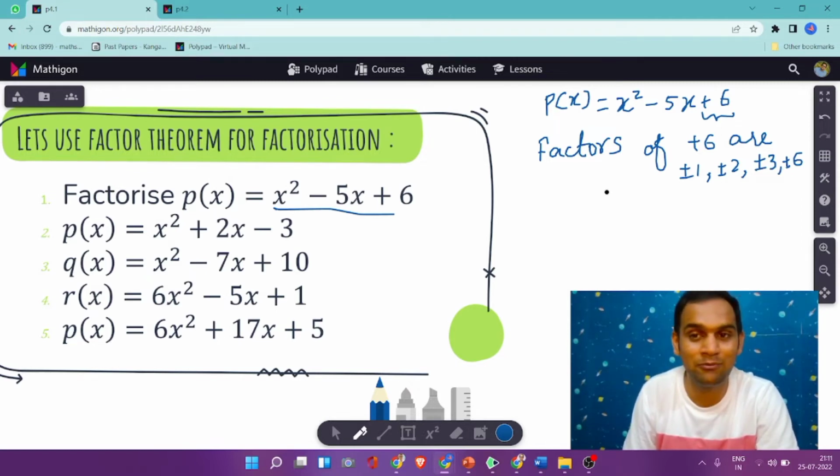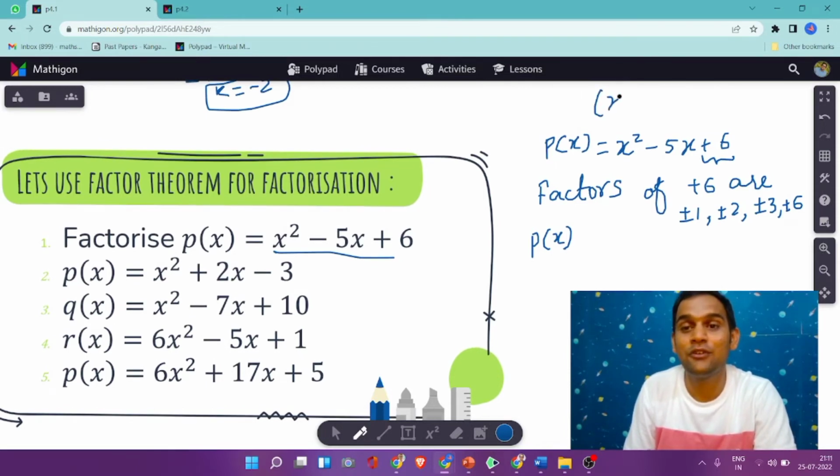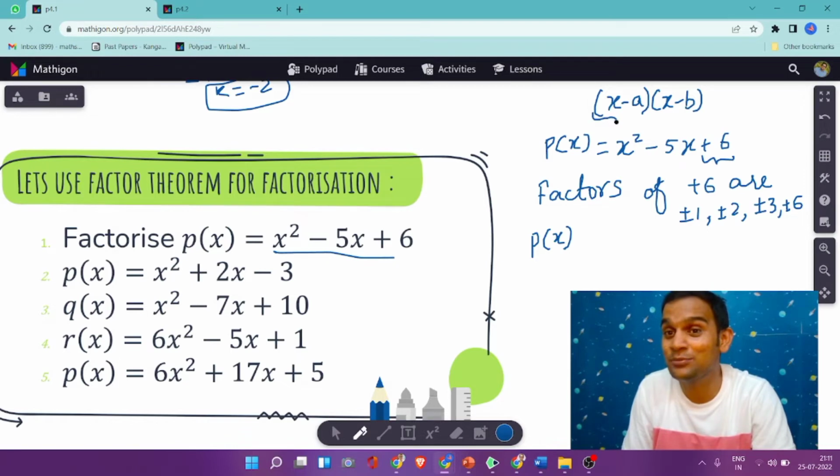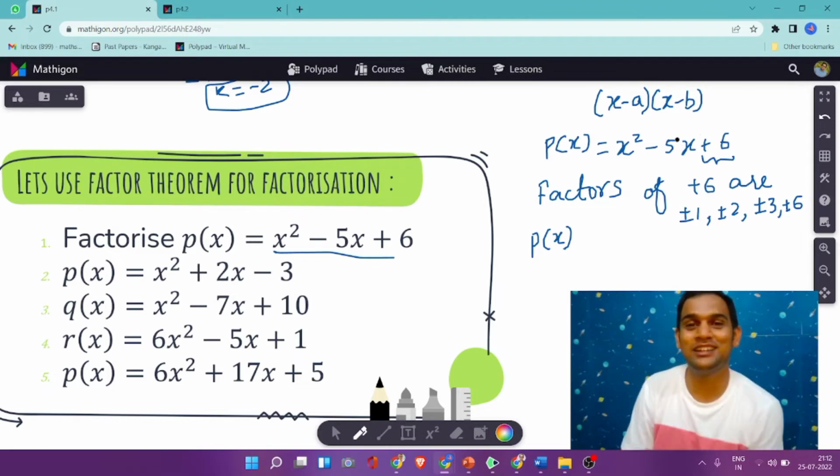So what is the next step we do? We try to find the value of p of x at all of these factors. Now, why do we find at all of these factors? Listen very carefully. Now, when this is in the form of x minus a times x minus b, x minus a is the factor, but a and b are the zeros of this polynomial.